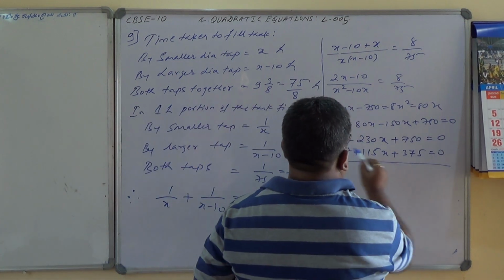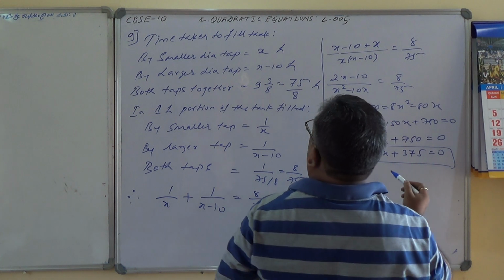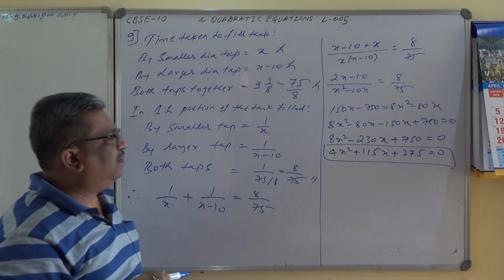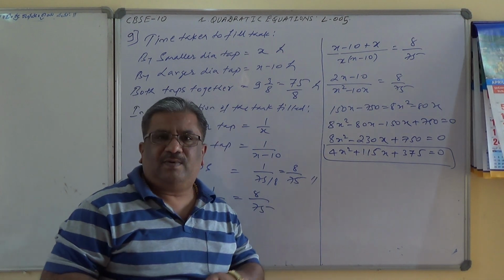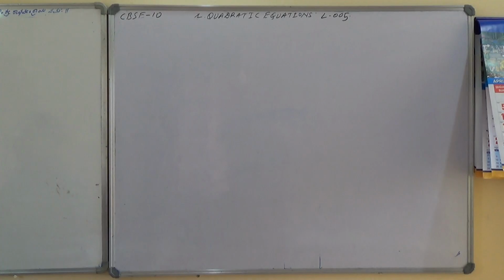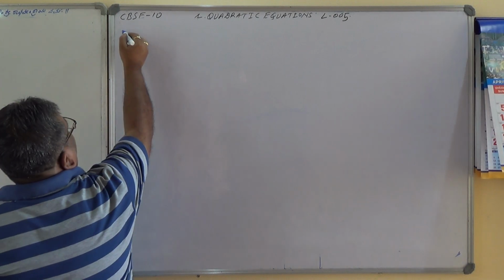You solve this equation to find the answers, and if you get a negative value, time cannot be negative, so you have to discard it. Otherwise you can solve for the next one. Okay, we'll go to the next one. Let us solve the 10th one, the train problem.